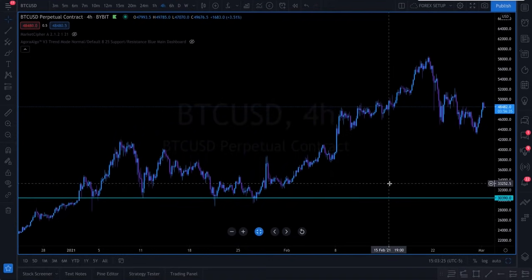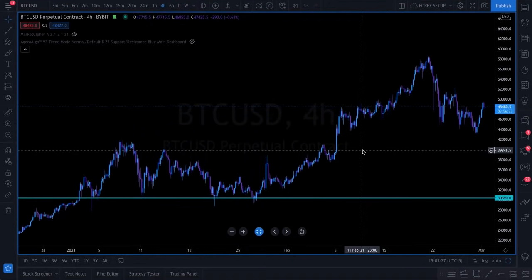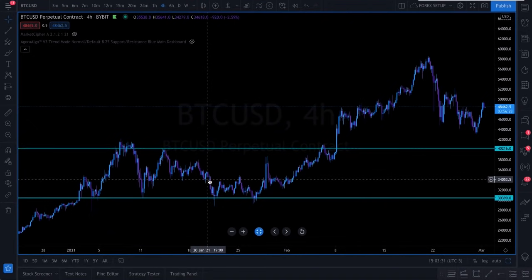This is the floor. Then we have resistance lines. Resistance is like a ceiling. It's a level that price cannot break above. So right here, we had a resistance level.